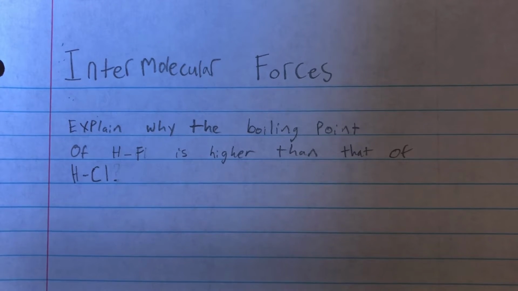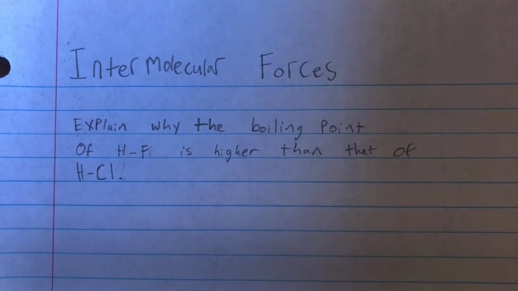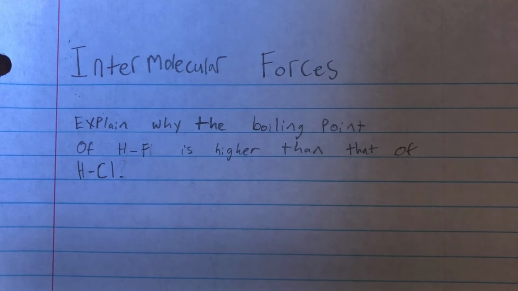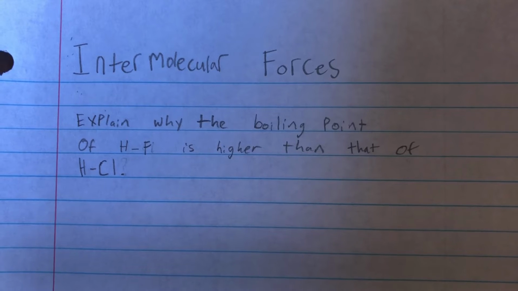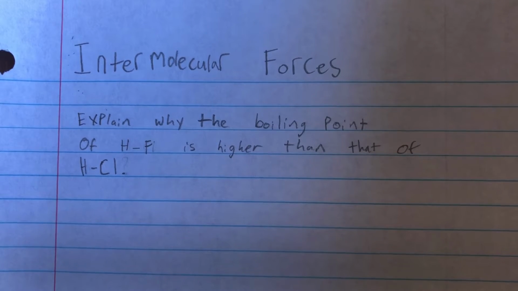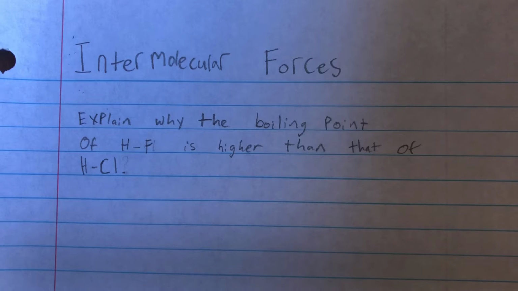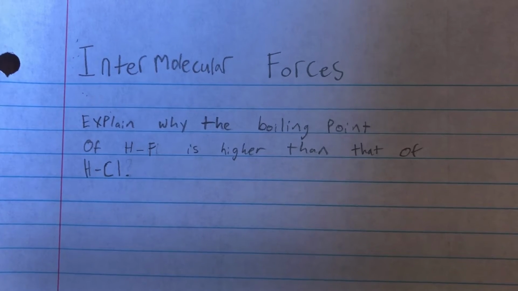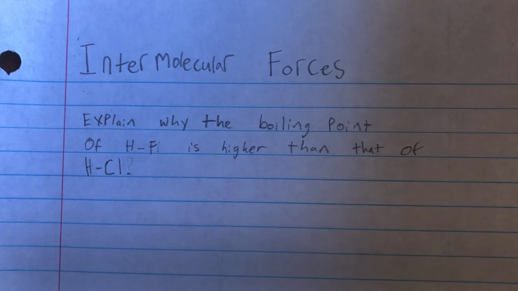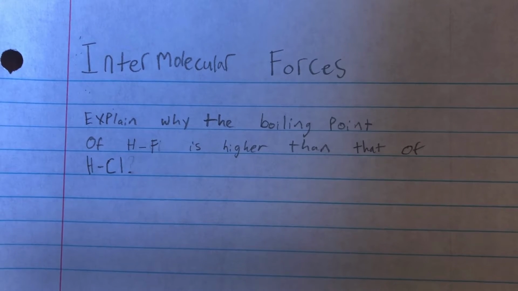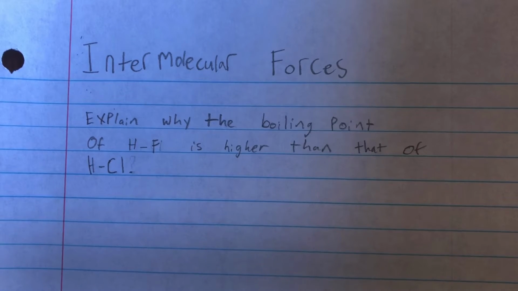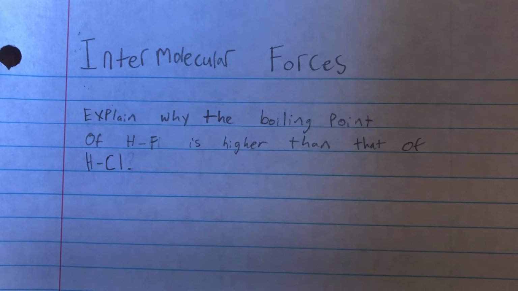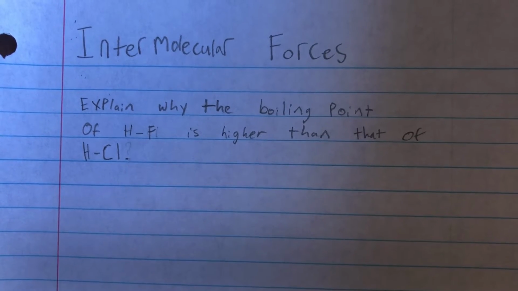compounds are nonmetals. So the types of intermolecular forces that covalent molecules can experience are hydrogen bonding, dipole-dipole interactions, and London dispersion force. So we know that hydrogen bonding occurs when there is a hydrogen bonded to either a fluorine atom, oxygen atom, or nitrogen atom. So that means that HF is a hydrogen bonding compound.